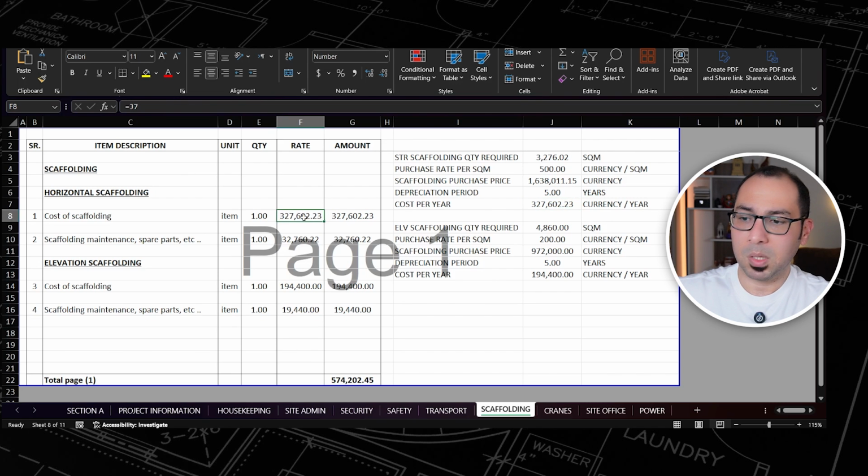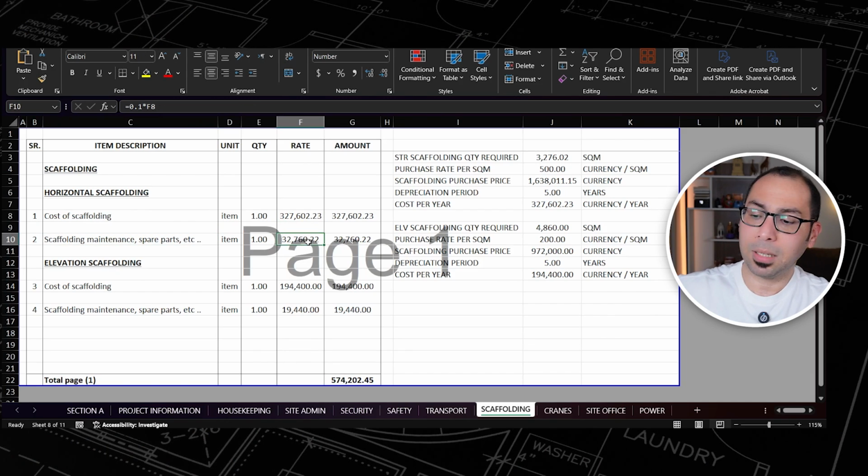And this number comes here. So the cost of the scaffolding is this much. And then I have scaffolding maintenance and the spare parts and all of that. So again, I am taking 10% from the cost of the scaffolding up here.